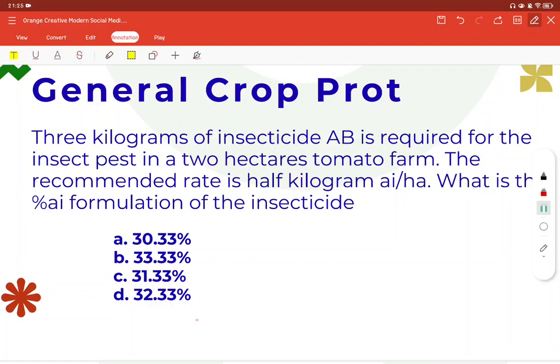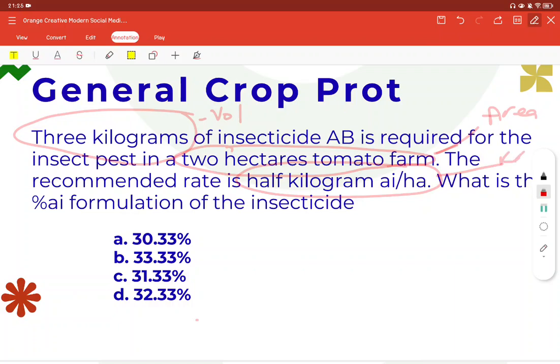So we will first identify the given. We have these 3 kilograms. This 3 kilograms is the volume of the insecticide. And we have these 2 hectares tomato farm, since it's hectare, it's the area. And we have this recommended rate of half kilogram. So this is our RR.